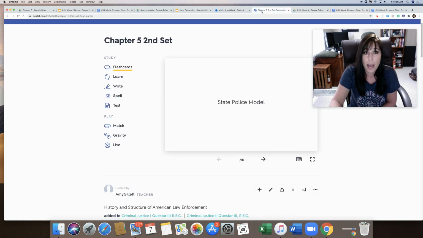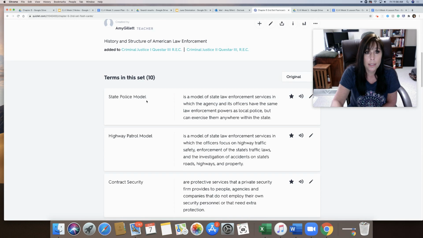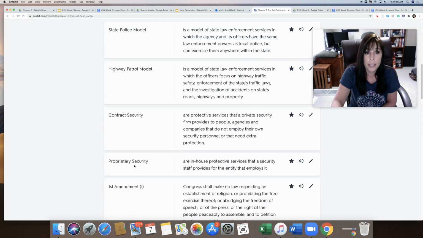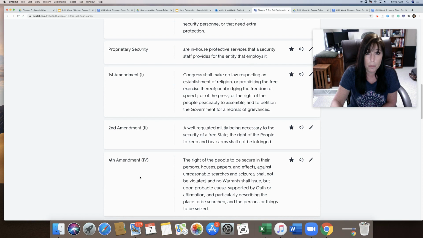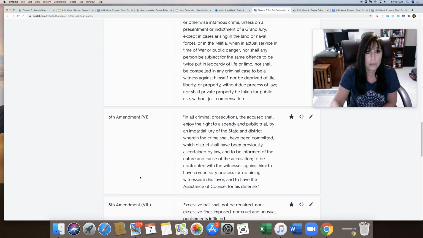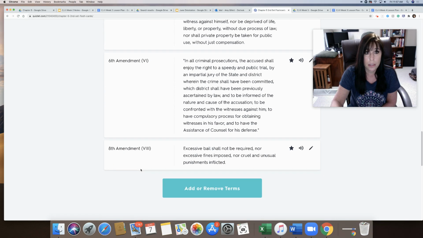So chapter 5, second set, is those 4 words: State Police Model, Highway Patrol Model, Contract Security, Proprietary Security. There's only 4. So what do we do when there isn't 10? We fill in with amendments. So here's your First Amendment, Second Amendment, Fourth Amendment, Fifth, Sixth, and Eighth. So that is what your quiz will be.